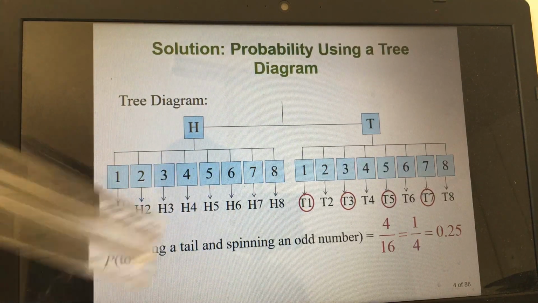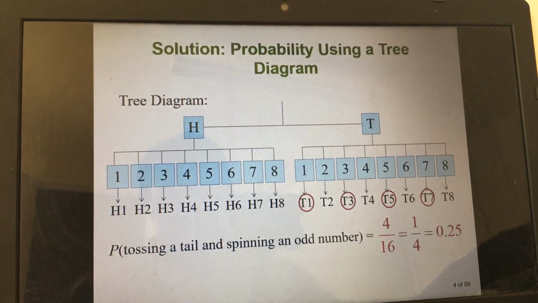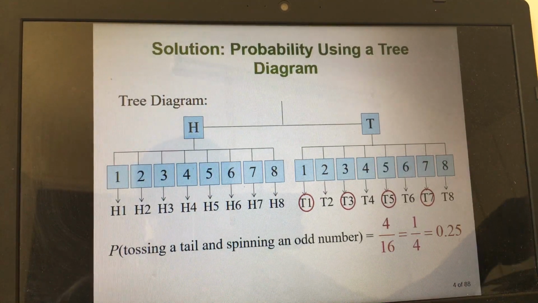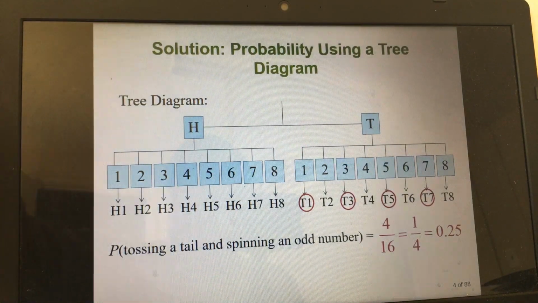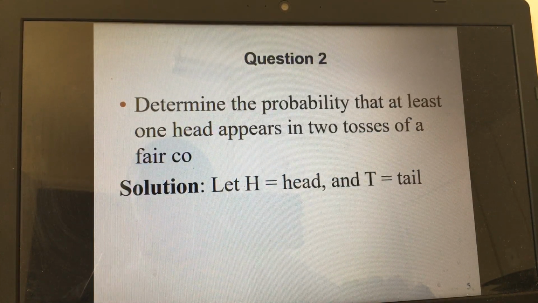Now, you know that we can also try another example, and that example can be a tree diagram example as well, but with a different method of drawing the diagram. So let us try it again. Let's see what happens. Let's look at the second question.